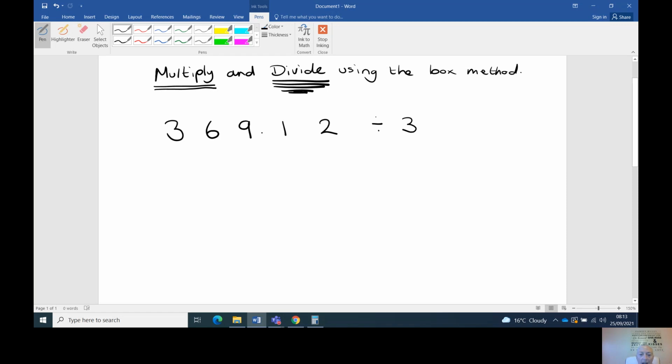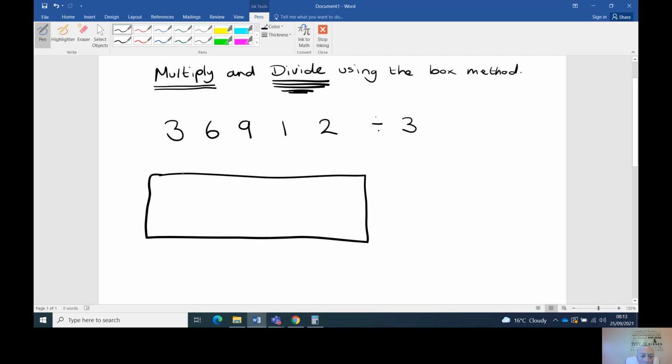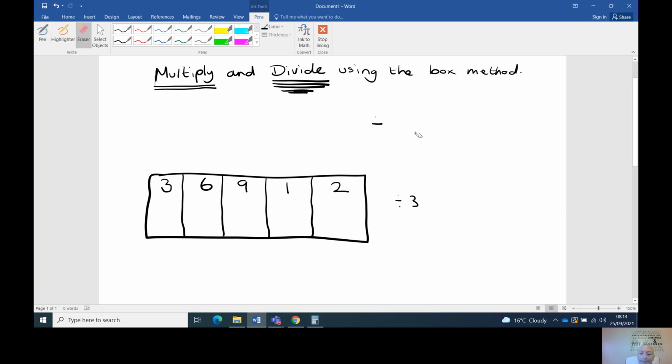So 1, 2, 3, 4, 5. I need 5 boxes. And you're going to see the difference between the two, multiply and divide. 1, 2, 3, 4, 5. Now, where we put these numbers on the top, we're going to put them in the boxes. 3, 6, 9, 1, and 2 divided by 3. Okay, so let's get rid of that.